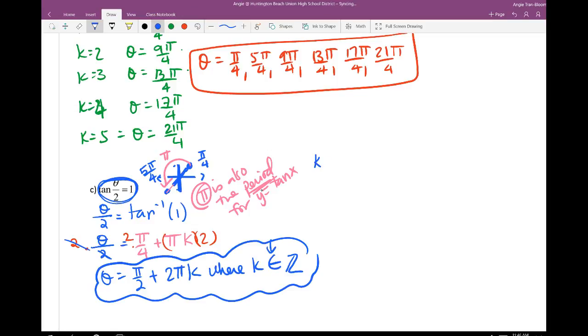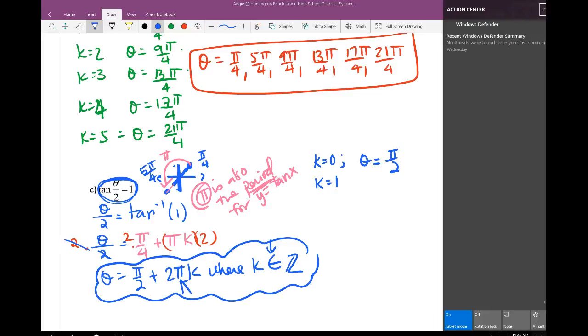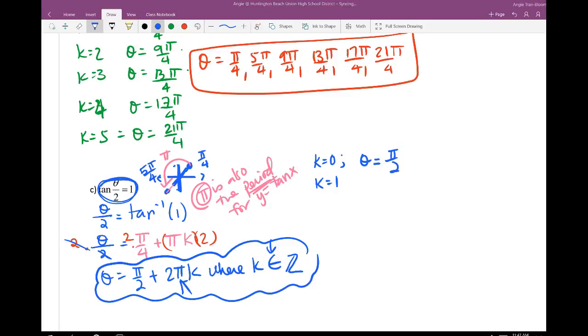I'm going to let k be 0. If k is 0, then I have an angle at pi over 2. K is 1. If you see this, I'm really adding 2 pi. And 2 pi is like 4 pi over 2, right? Common denominator, okay?